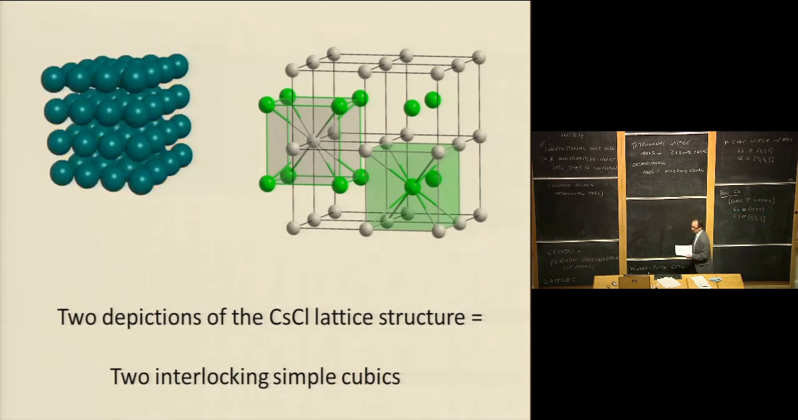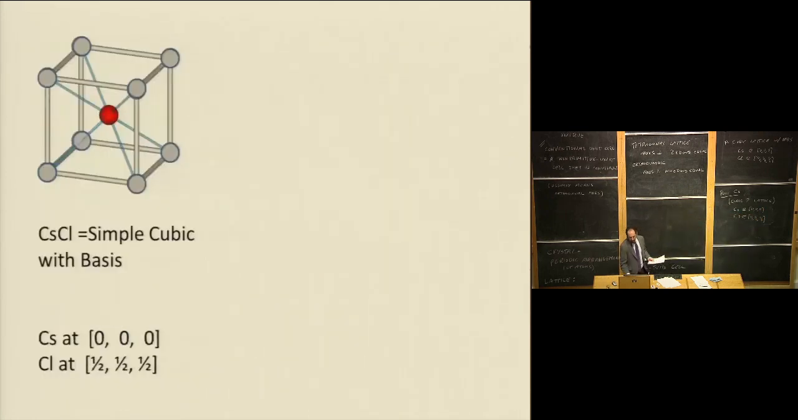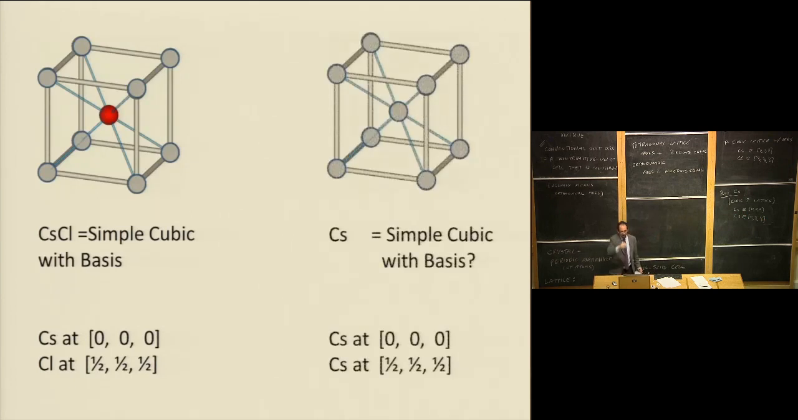Okay? So all we're going to do is take that cesium chloride, get rid of the chlorine in the middle and replace it with another cesium. So we can think of it as simple cubic with the basis, where the basis is a cesium at 0, 0, 0 and a cesium at 1/2, 1/2, 1/2. Now, this is actually itself a different type of lattice.